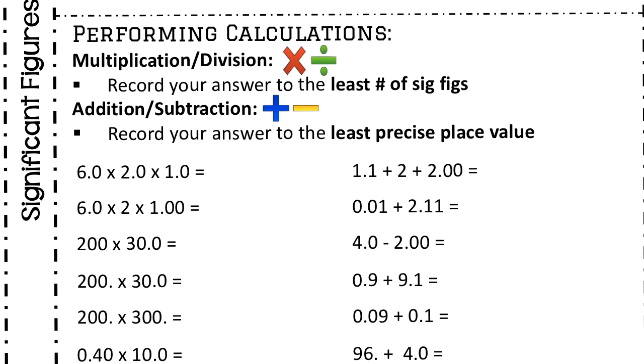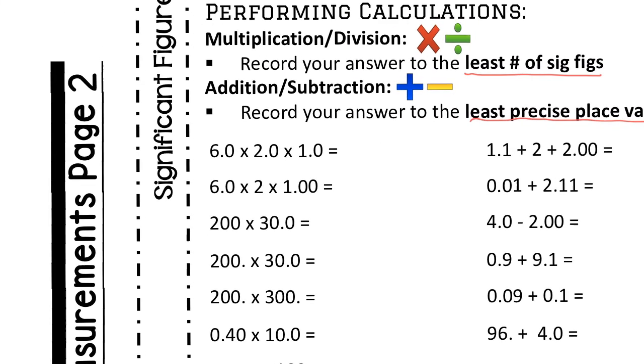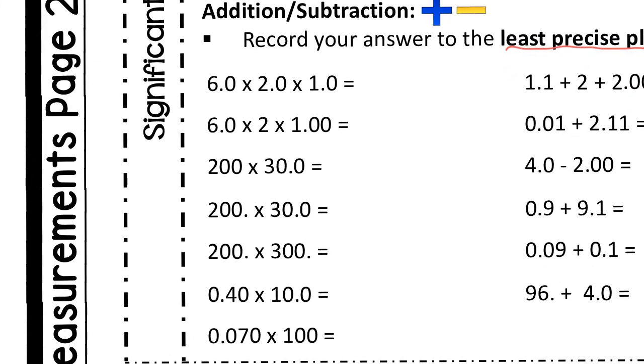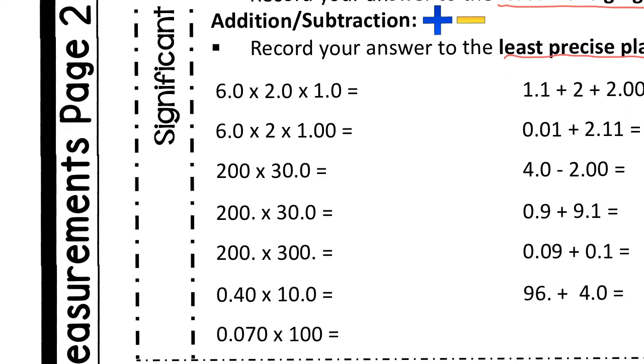So the 2 different rules are, let me just back this up so I can get the scribble. There we go. If you're doing multiplication and division, this is where you're going to need to count the number of significant figures. For addition and subtraction, you're going to record your answer to the least precise place value. And I'll demonstrate that in just a few minutes. Let's do some multiplication. The same rule would be true for division.